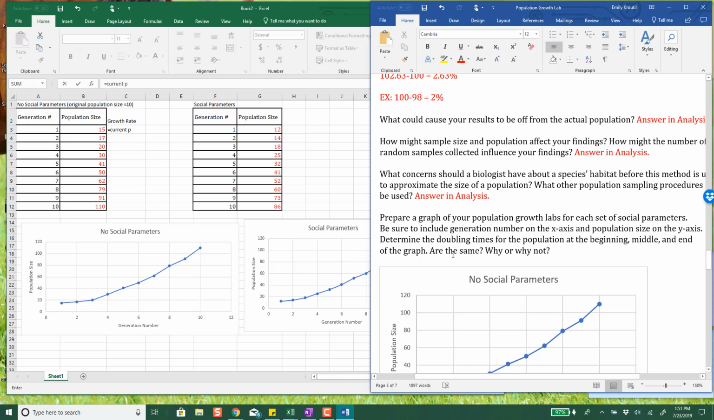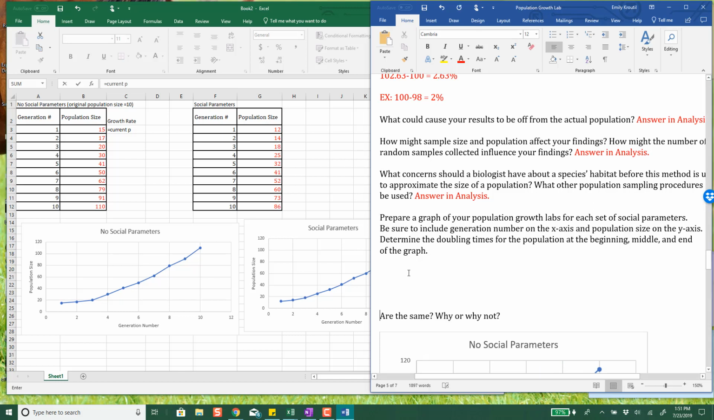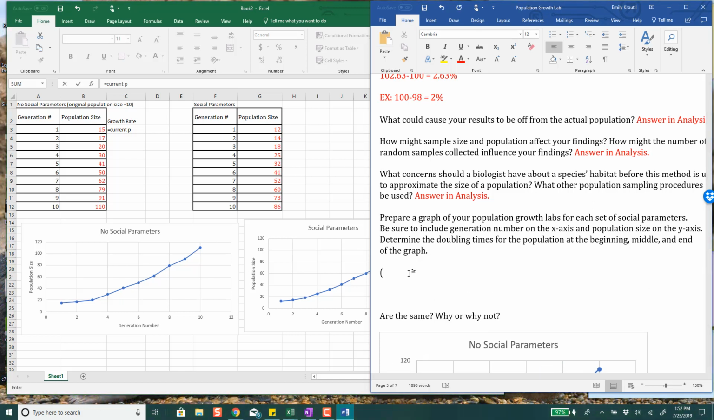So I'm going to give you these formulas here. We'll do the current population size minus the original population size, and we're going to divide that by the original population size. Okay, that's how you get the growth rate.